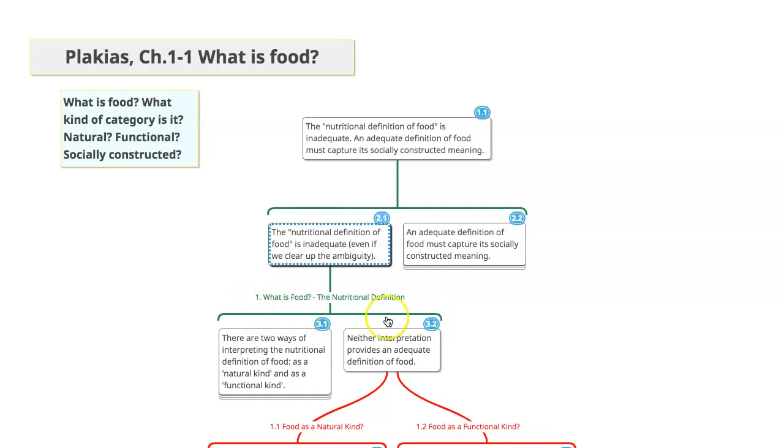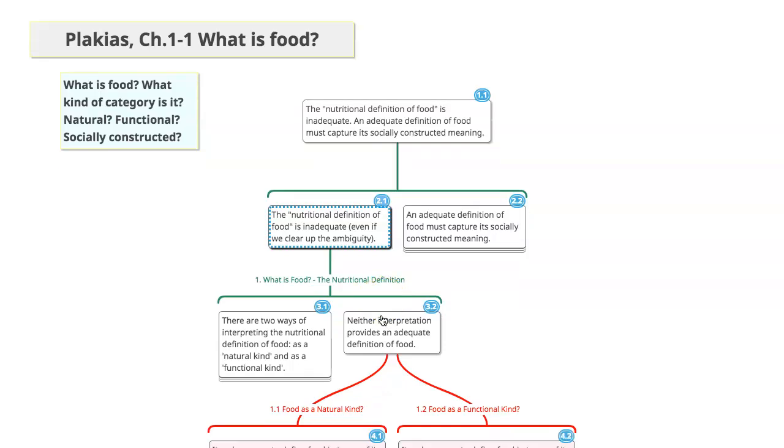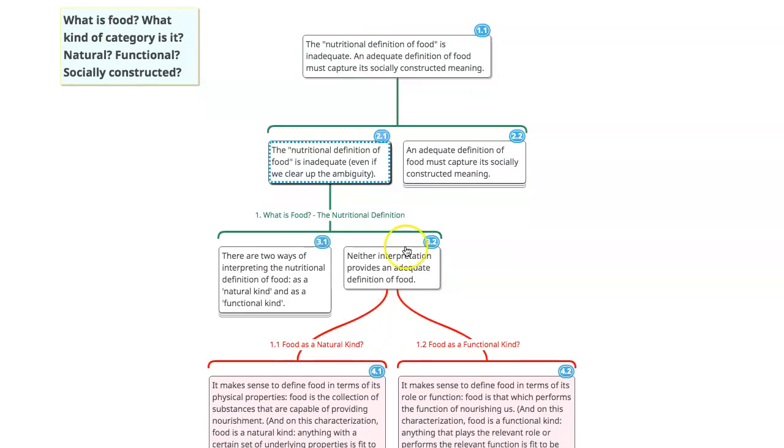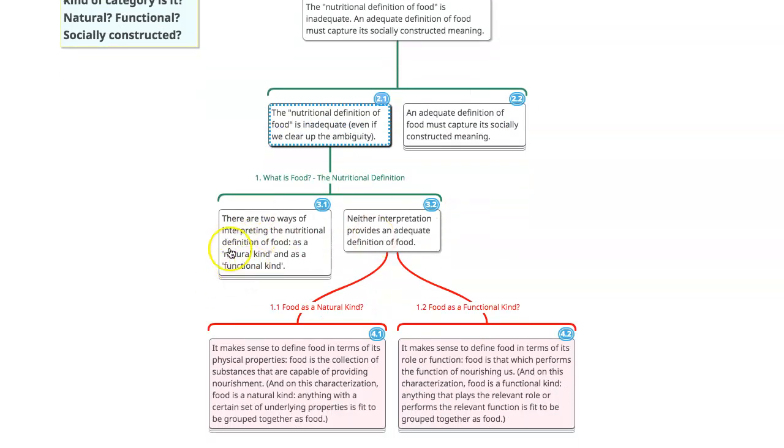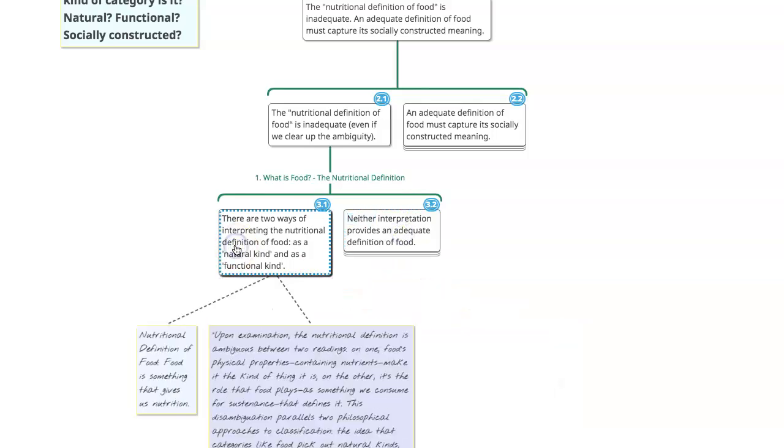Okay, so I also added little labels that connect to the subtitles from the text, so you can see where we are in the text as it got mapped in the argument. So in the introduction, the main strategy is that there are two ways of interpreting the nutritional definition, since it's ambiguous, as a natural kind and a functional kind, and neither interpretation provides an adequate definition of food. First we look at one, then we look at the other. Let's pause on that for a moment and open up this one.